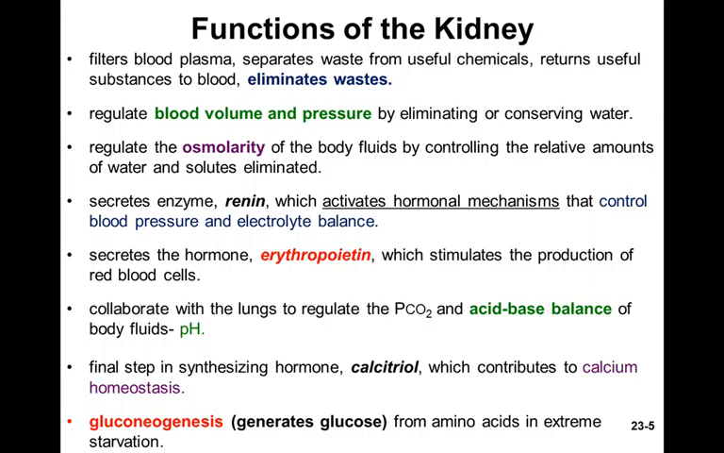Secretes an enzyme called renin. Renin activates hormonal mechanisms that control electrolyte balance and blood pressure. Of course, it secretes the hormone erythropoietin, and that erythropoietin stimulates red blood cell production.